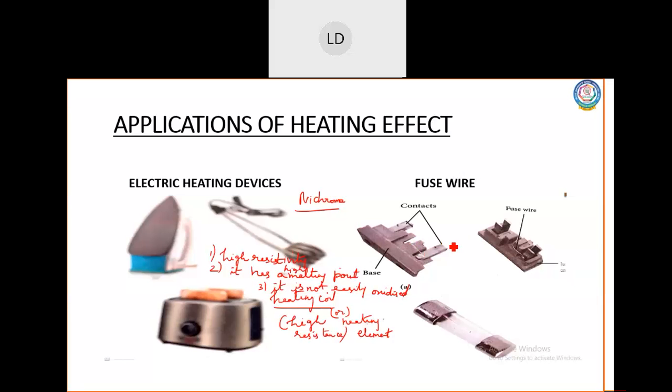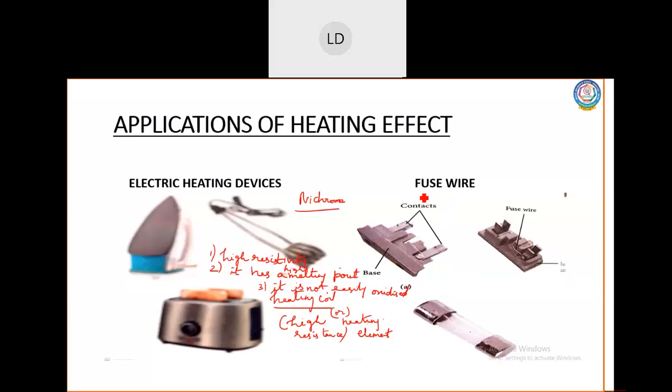So this fuse wire, you know, is connected in an electric circuit. In domestic appliances where we use electrical energy, there we have this fuse wire. So what happens here? Why do we use a fuse wire? Whenever a large current passes through a circuit, this fuse wire will melt.